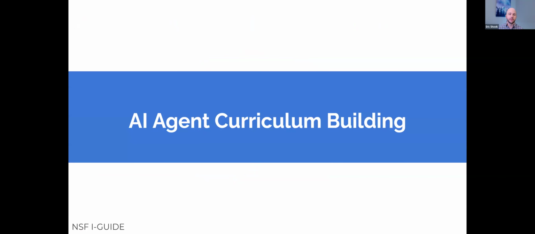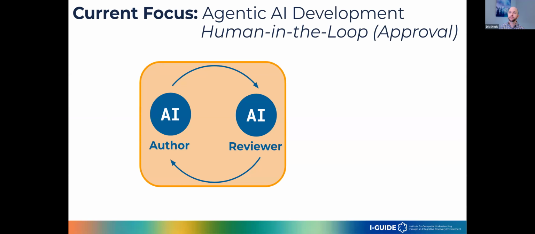And now what I want to do is go through a few examples across those different hats that I wear in terms of different roles, and seeing where we're putting AI and how we're trying to evaluate it, trying to understand what the capabilities are, and looking into the future. So starting with the I-GUIDE project, we are looking at AI agent curriculum building using an agentic system.